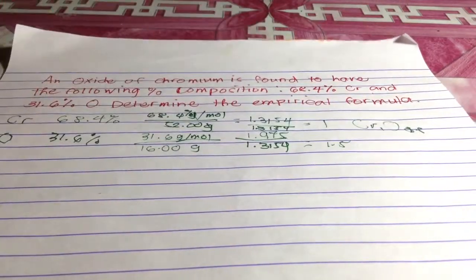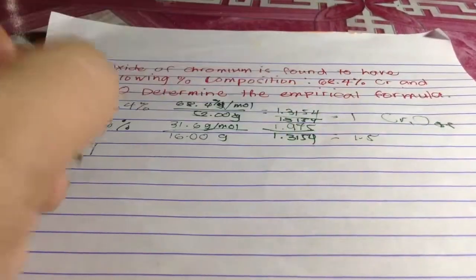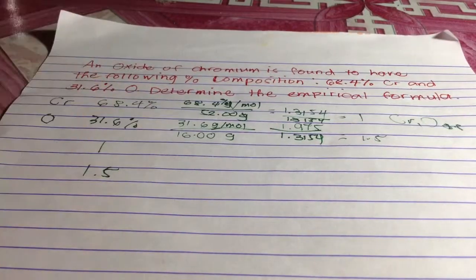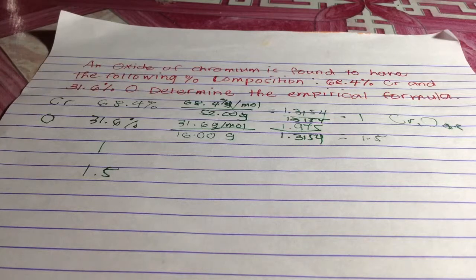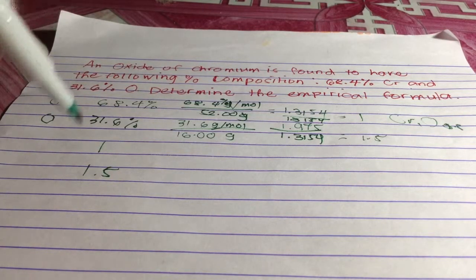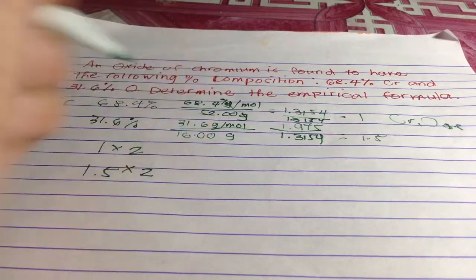So what you're gonna do is multiply those two, the 1 and 1.5, by whatever number gets rid of the decimal point, in this case 2, because that's the simplest form, to get rid of that unwanted decimal point. So just multiply them by 2 and the answer will be 2 and 3. So that's the final answer. You got your empirical formula right there: Cr2O3.